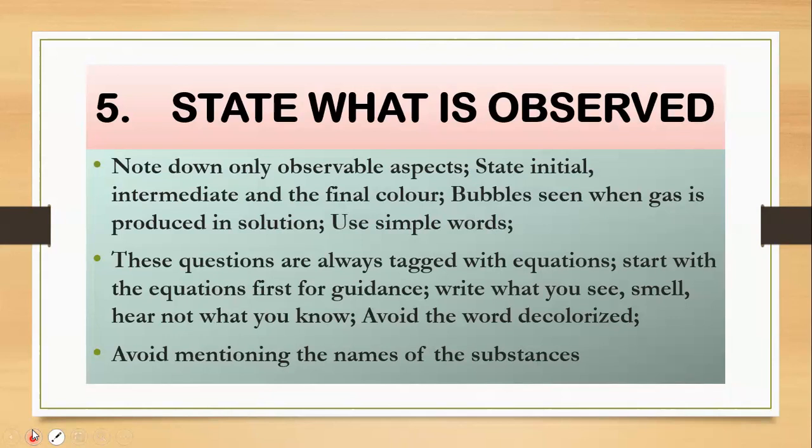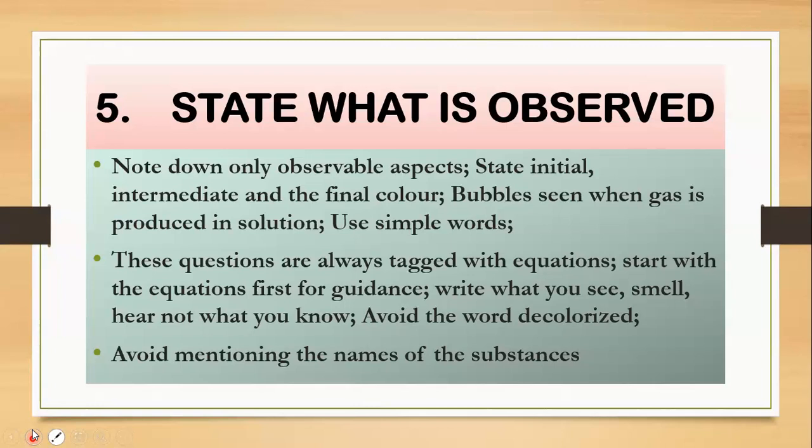When a question requires you to state what is observed, use simple words to write down only those aspects which are observable. What do we call the observable aspects? These are things which can be heard, seen, or smelled. Those are what we call the observable changes. As a guideline, when you're writing this observation, point out the initial appearance of the substances, then write a statement about any intermediate changes that happen during the reaction, and then finally write something about the final appearance of the products, that is when the reaction has ceased.